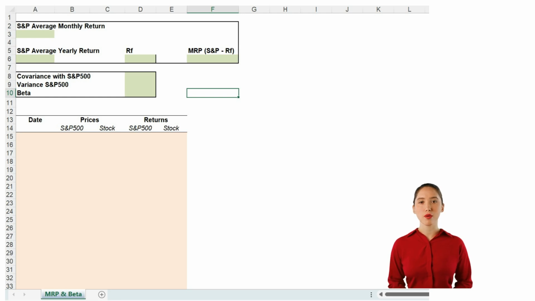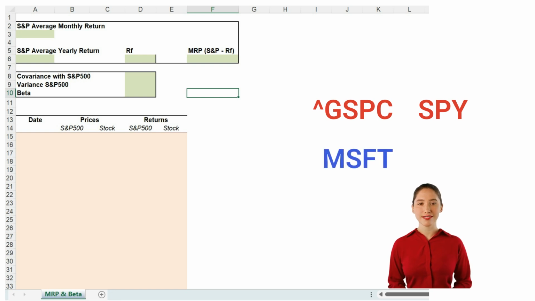Before we begin, we will need to download the monthly prices and values for a stock of your choice and the market portfolio. Generally, we rely on the S&P 500 index as a proxy for the market portfolio, so you may download the monthly values for GSPC, which is the ticker of the index. Alternatively, you could download the monthly values for SPY, which is an ETF that tracks the S&P 500 index. In this video, we will choose Microsoft as the stock we will evaluate. Its ticker is MSFT.